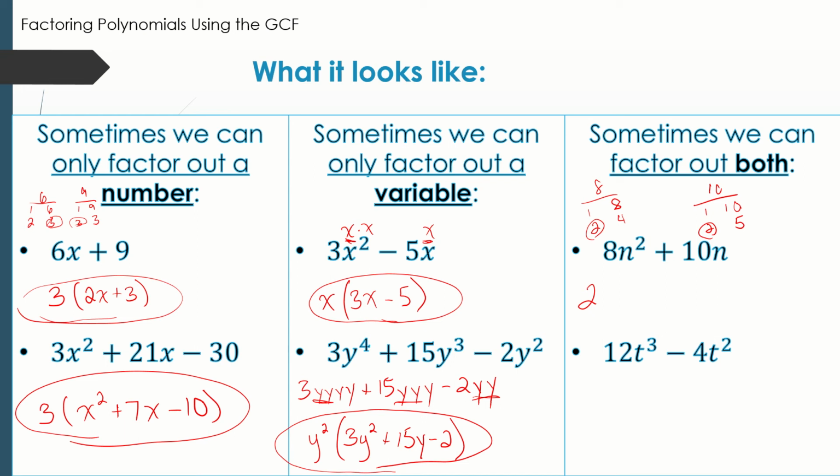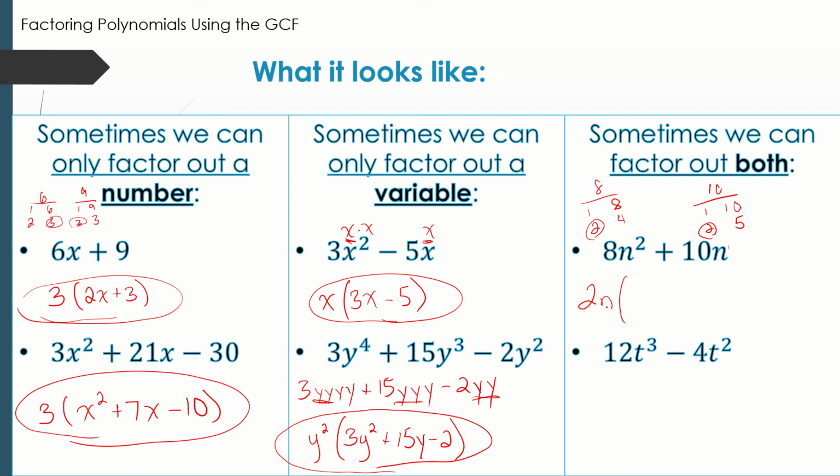Now I look at the variables. This one has an n squared, this one has an n. They both have n's in common. That has 2, this only has 1. So again, that shortcut: if they both have the same letter, look at the one with the smaller exponent, which is this one, n to the first. If this only has one n, I can't take more than one n out of that. That's the most they can both have in common. So 2n is our GCF in this polynomial.